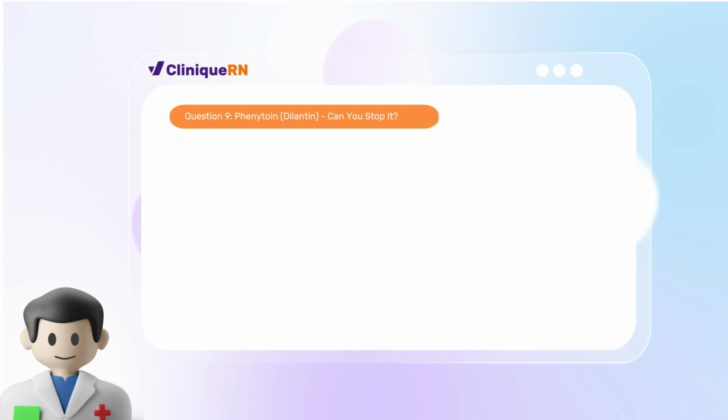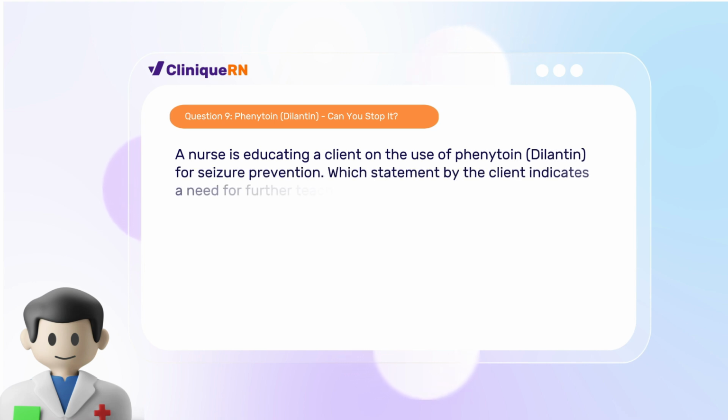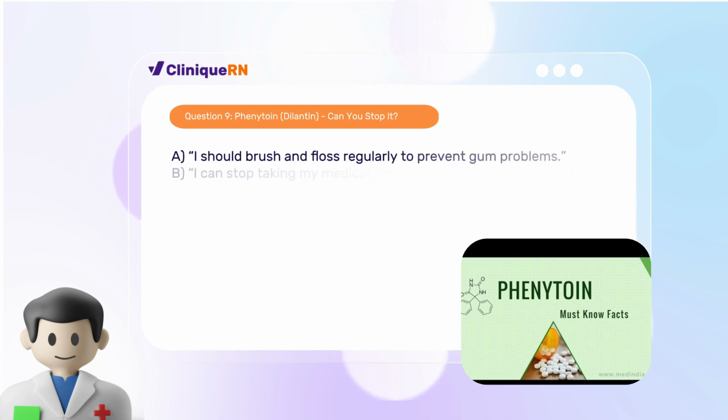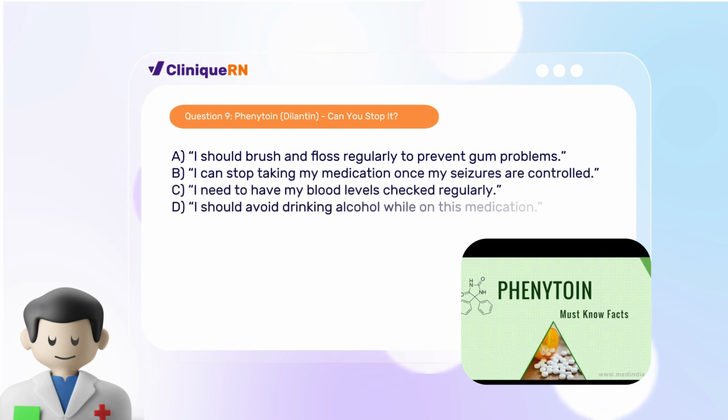Question 9. Phenytoin, Dilantin. Can you stop it? A nurse is educating a client on the use of phenytoin, Dilantin, for seizure prevention. Which statement by the client indicates a need for further teaching? A. I should brush and floss regularly to prevent gum problems. B. I can stop taking my medication once my seizures are controlled.